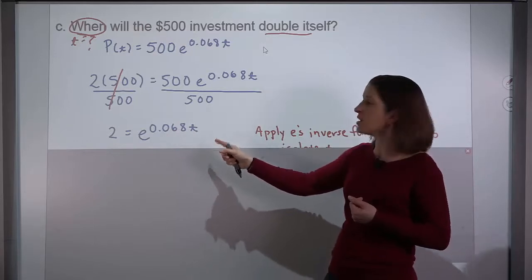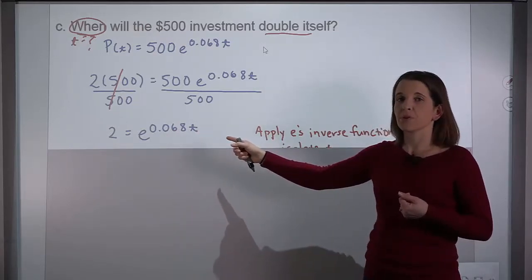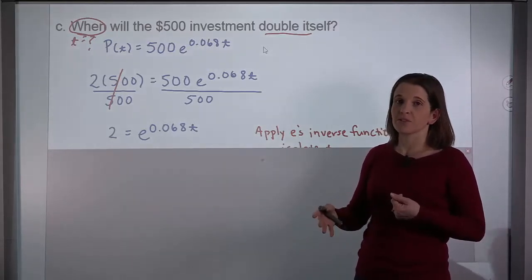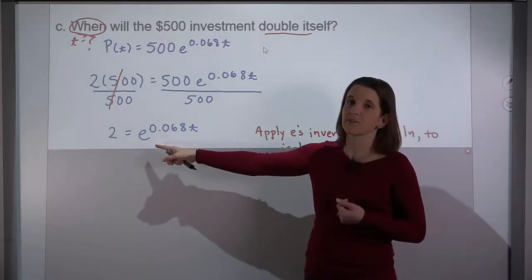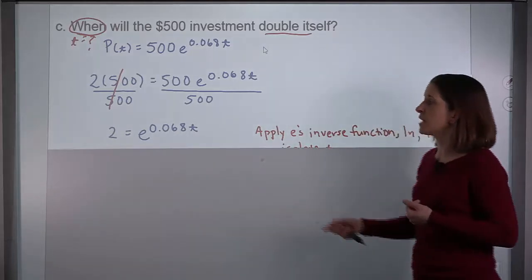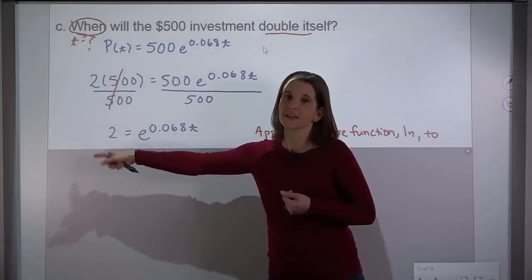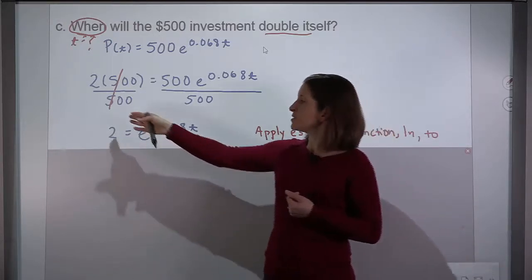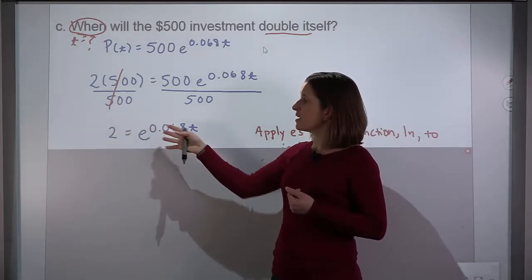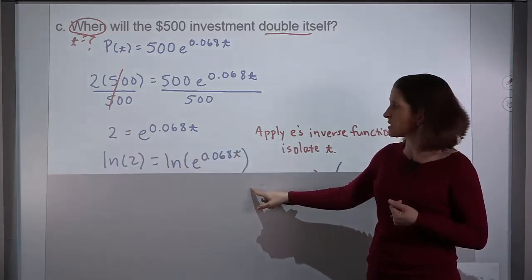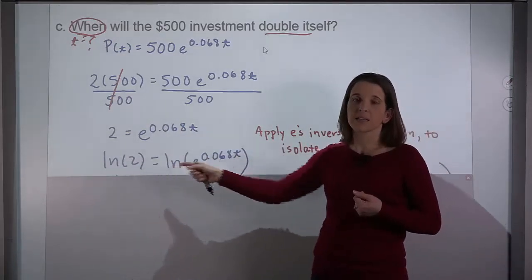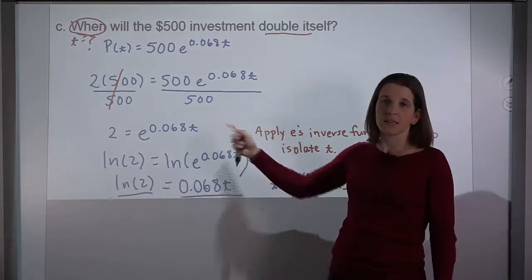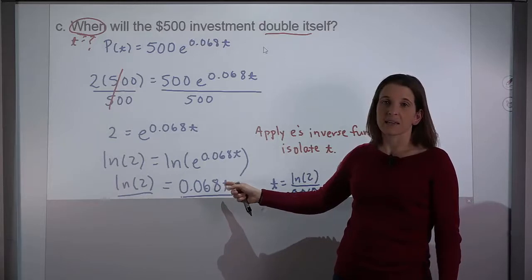Now remember, if I have a variable stuck up in an exponent, I have to use the inverse of an exponential, a logarithm, to get to it. In this case, it's the inverse of the natural exponential, which is the natural log, ln. So I am taking the ln of both sides. I'm not multiplying both sides by ln; that doesn't have any meaning. I am doing ln of 2 equals ln of e to the 0.068t, because the ln and the e are inverse functions that will undo each other, giving us just the exponent 0.068t.